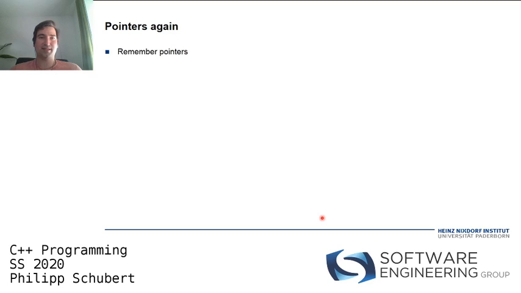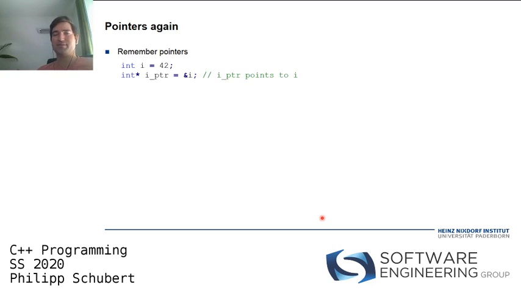So pointers again. Remember pointers. You can have an ordinary integer variable i, and you initialize it with the value 42. And then you can have a pointer to an integer, int* iptr, and then you let it point to the address of i. So you let it point to i. And please observe that the ampersand again is the address-of operator.